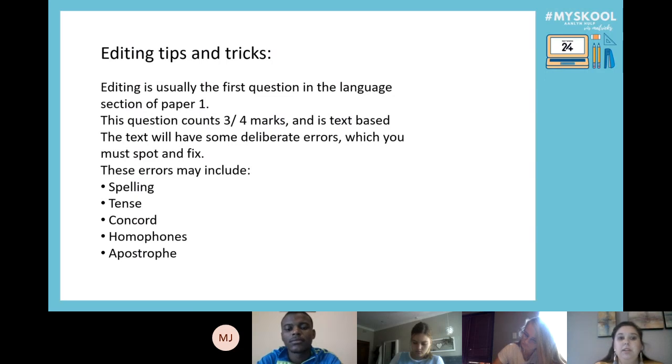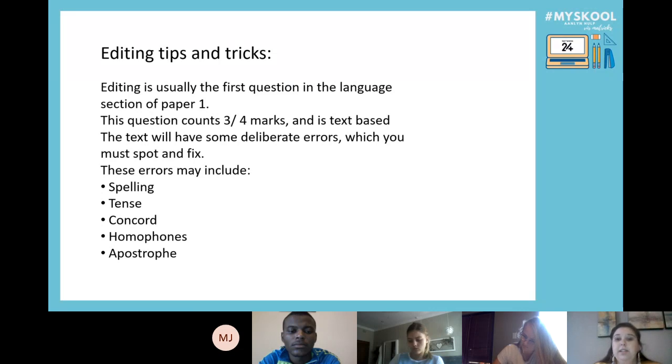Tense, sometimes you must just check that the verbs are in the same tense. That there's another verb in the sentence, maybe that's in the past tense, and now the verb that you have to change is in the present. Then concord. Concord means subject-verb agreement. It means when you have one thing, the verb must be singular, and when you have more than one thing, the verb must be plural.